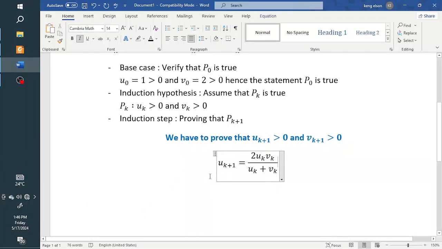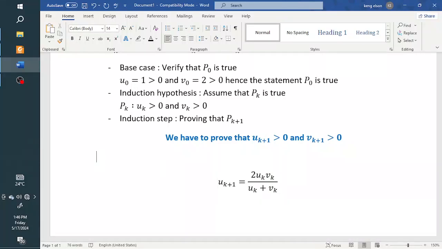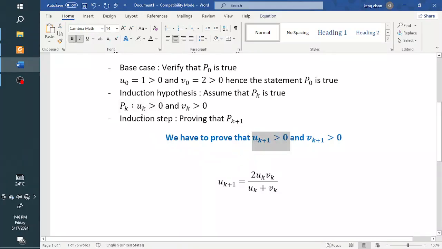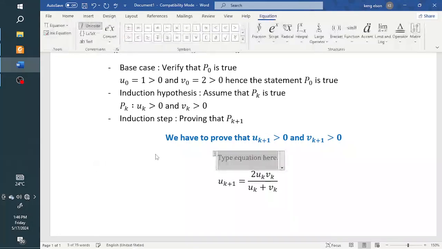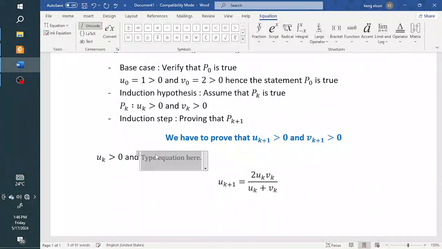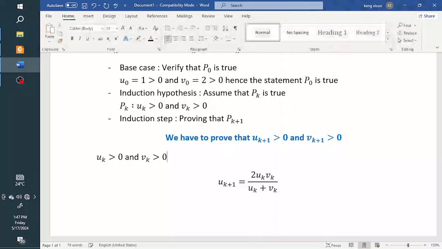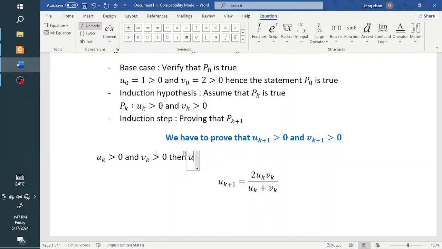Now let me shift it down. You realize that for me to prove that it is positive, I must use my induction hypothesis, because my induction hypothesis carries information about uk and vk. So we note that since uk is greater than 0 and vk is also greater than 0, then uk times vk will also be greater than 0. That one is clear. When you're multiplying two positive quantities, the result will be positive.